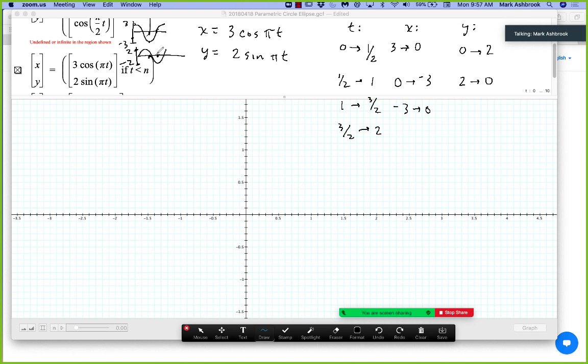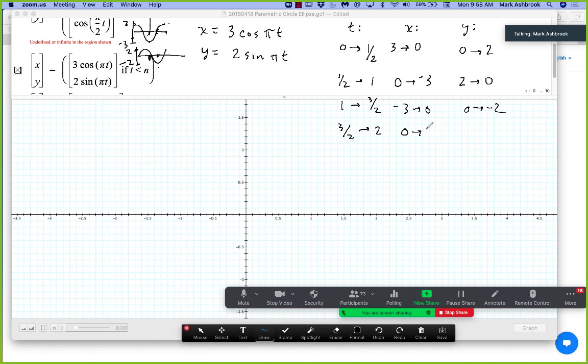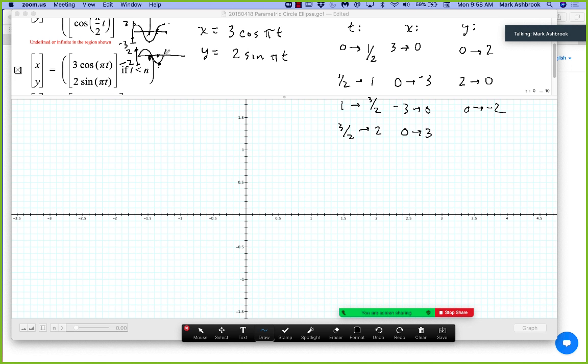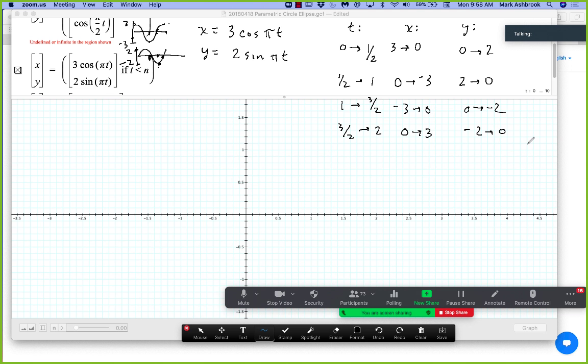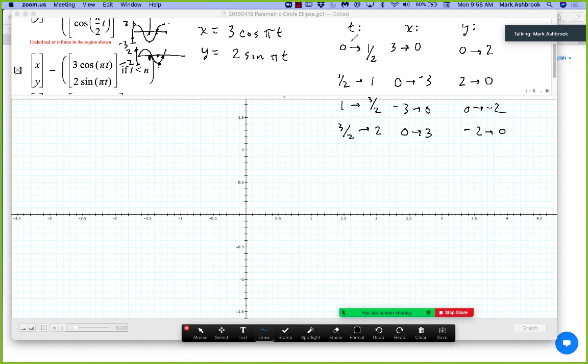So in the third quarter, sine goes from 0 to -2. And then in the fourth quarter, cosine goes from 0 back up to 3, looking at the graph there. And then sine goes from -2 back to 0. Okay, so here we go. So when t is 0, we've got the point (3, 0).